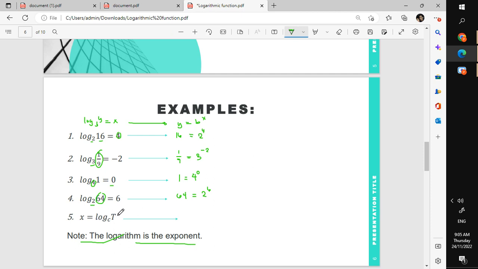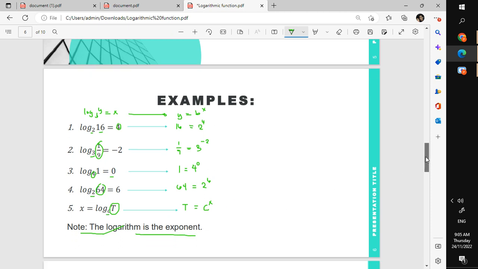We have another example. x is equal to the log of t to the base of c. Our number here is t. This is beside the log, so you write down t is just equal to our base, which is c, that is the subscript, and we have our exponent x. So t is equal to c raised to x is the exponential form of the logarithmic form x is equal to the log of t to the base c. Now, the logarithm is the exponent.